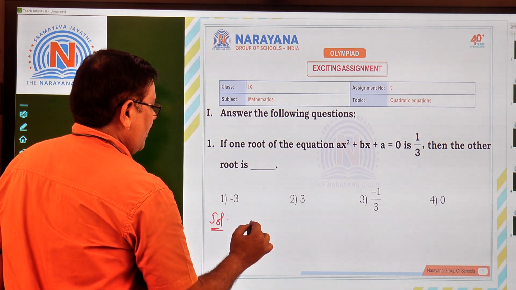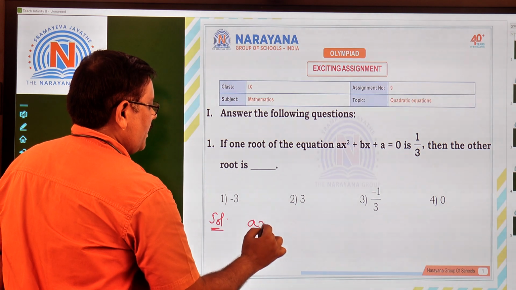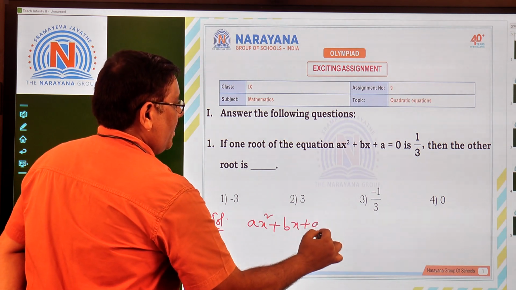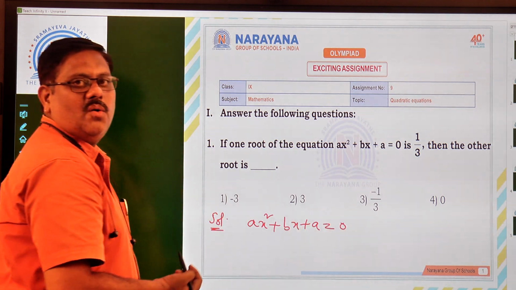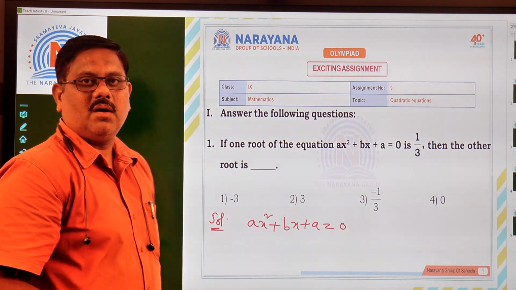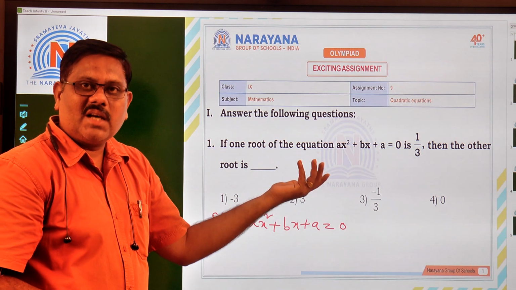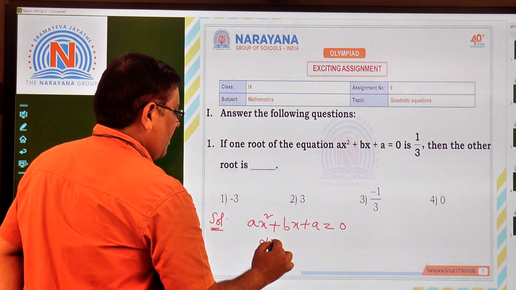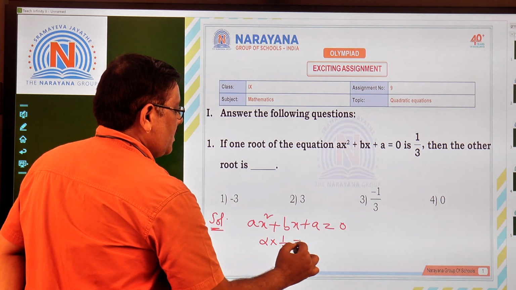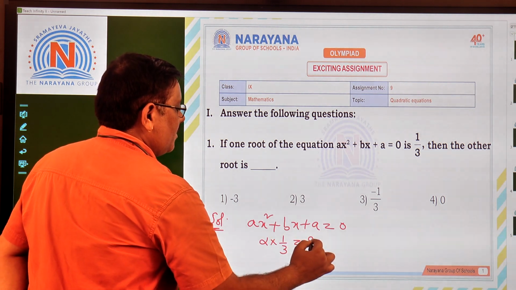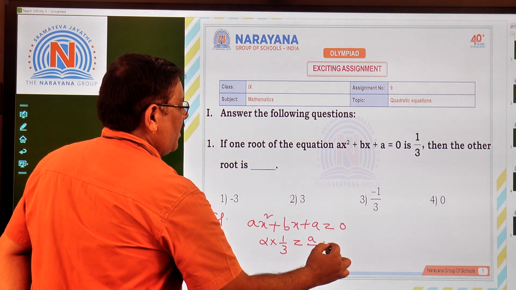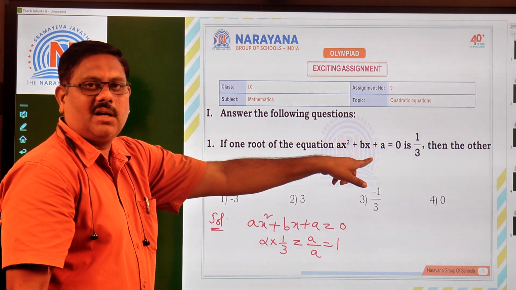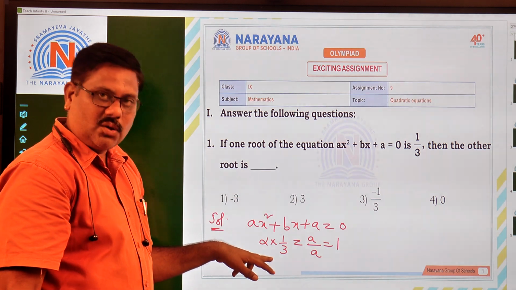The given equation is ax square plus bx plus a is equal to 0. One root is given as 1 by 3. Let us take the other root as some alpha. Product of the roots, if you take alpha into 1 by 3, that is going to be a. So a upon a is equal to 1. One root is 1 by 3 already given, so we are assuming the other root as alpha.